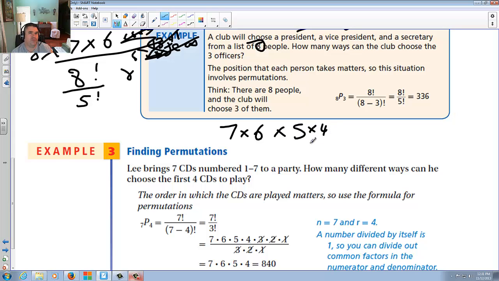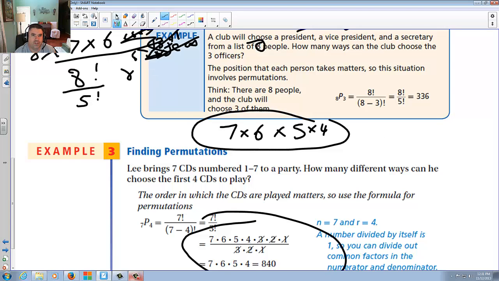Unless, of course, he allows himself to repeat. But who wants to repeat a CD at a party? I mean, really. So 7 times 6 times 5 times 4, I think that's easier. Or you can do this method with 7 permutation over 3 permutation. Whatever makes you happy. Either way, you're going to get 840, either by doing this or this, whichever.